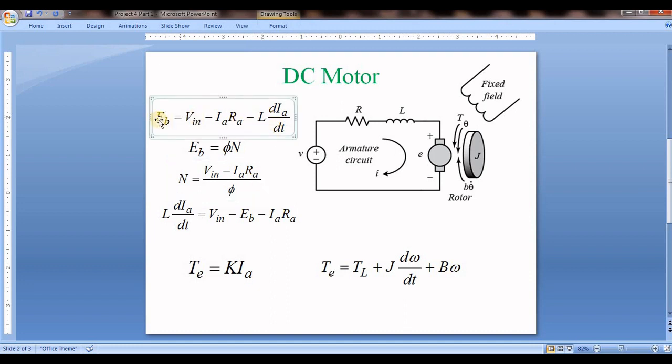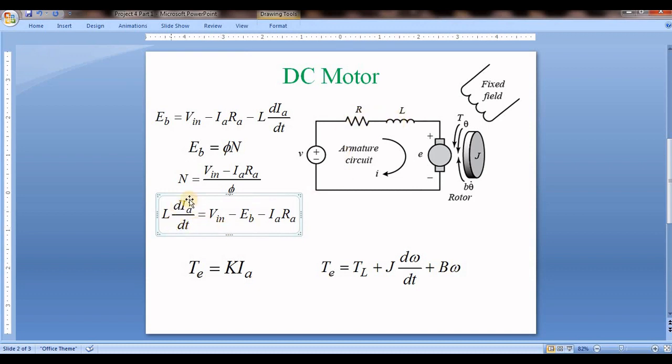So from the EB equation, I can get L di by dt. L di by dt equals V input minus EB minus IRA. So from this equation, I can get IA. IA is 1 by L times the integration of V input minus EB minus IRA. So I can get IA, the armature current flowing through the motor, the resistance and the inductance.